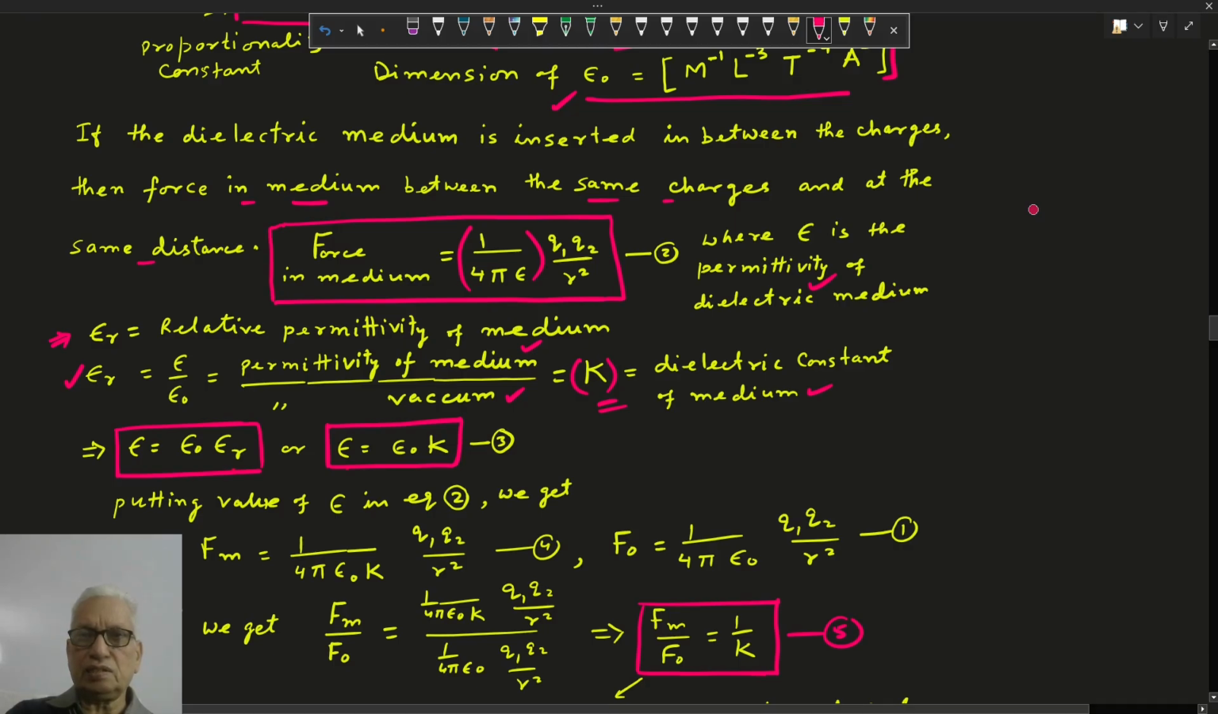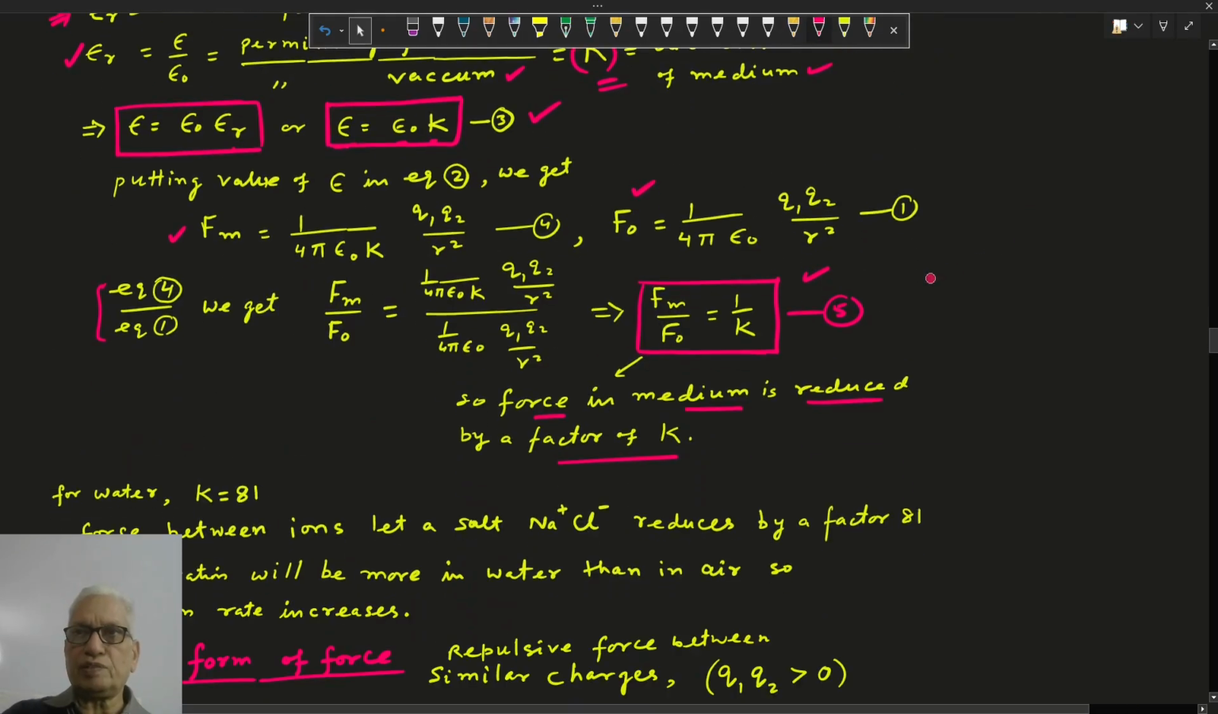Here epsilon is equal to epsilon naught, and instead of epsilon r we can also write K. K is the dielectric constant of the medium. Suppose you put it here in equation 2: epsilon is equal to epsilon naught K. Put in equation 2, we get Fm, the force in medium, equal to 1 upon 4 pi epsilon naught K. So this is the equation of force in medium and this is the equation of force in vacuum. If we divide equation 4 by equation 1, everything cancels and 1 upon K remains. So from equation 5, Fm is less than F naught by a factor of 1 by K, or Fm upon F naught is 1 by K, and F naught upon Fm will be K.